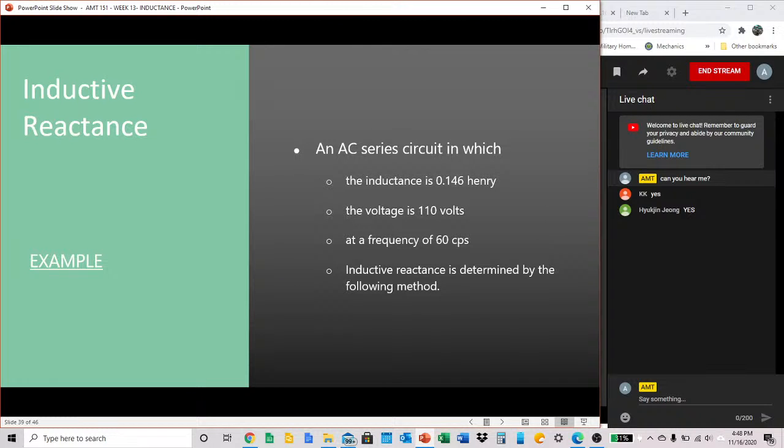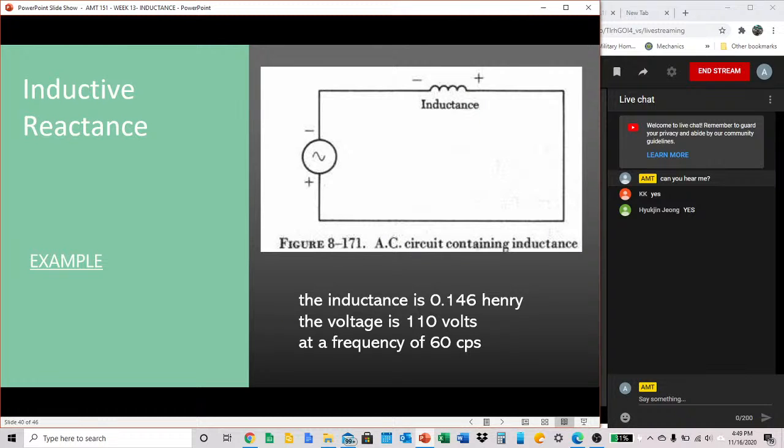In AC, this is an example. This comes right out of your textbook, the 8083. We have an AC series circuit in which the inductance is 0.146 Henry. The voltage is 110 volts AC. We have a frequency of 60 CPS. Inductive reactance is determined by the following method. So this is just a picture. This is the same information.